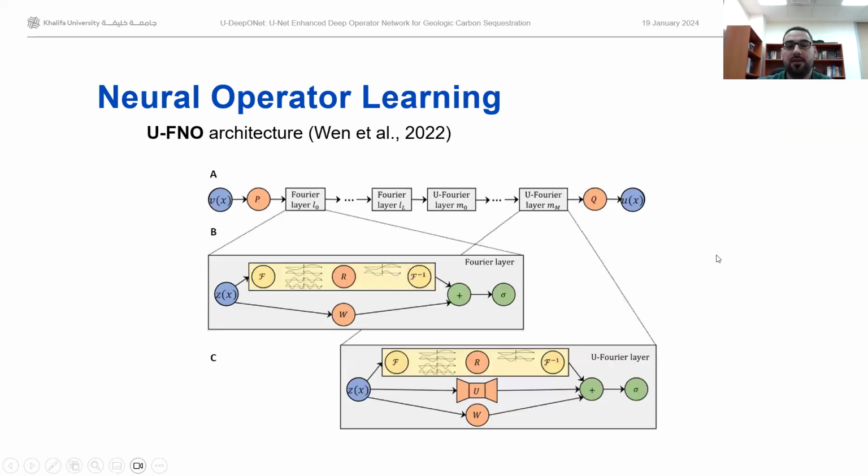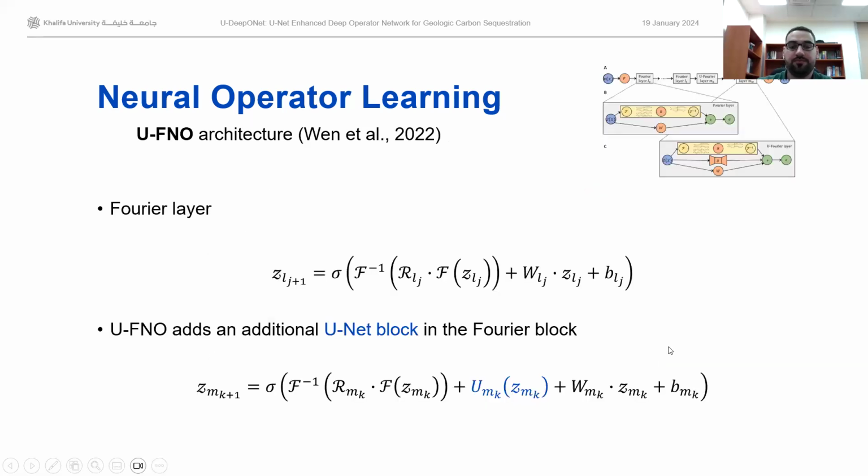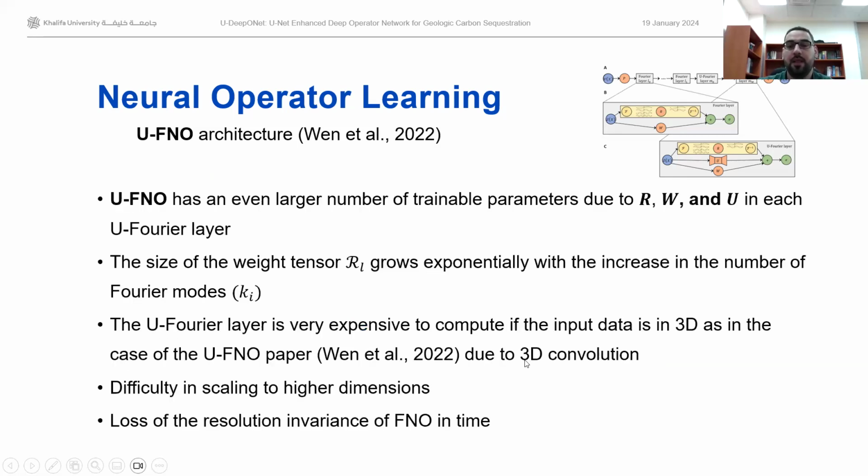Then in 2022, the UFNO was introduced, which is a variation of the FNO, in which in some of the Fourier blocks, the UNet block is included. So the main difference here, as you can see, is that this is the output of the Fourier block, and this is the output of the UFNO block, which includes the UNet.